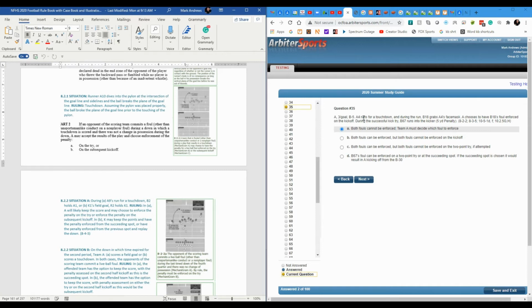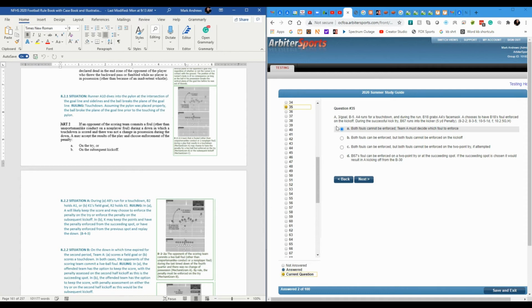A, third and goal at the B5. A4 runs for a touchdown, and during the run, B18 grabs A4's face mask. Now this is a 15-yard grab and twist. A chooses to have B18's foul enforced on the kickoff. That's important to the answer to this question. They've already chosen to enforce it on the kickoff.